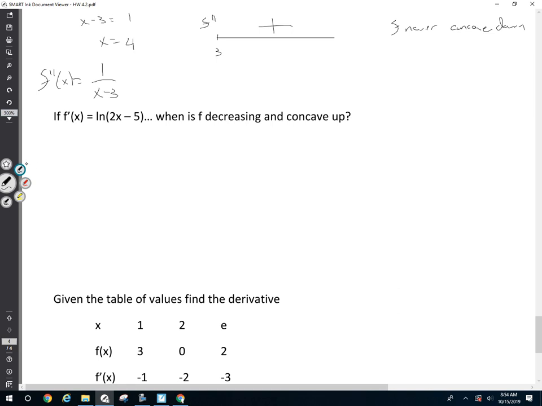Okay, same deal. I'm given f prime, finding when f is decreasing and concave up. Very similar to the previous one where we're going to have to manipulate some numbers with e's to do some analysis. I'll start with setting this equal to 0. E to the both sides, 2x minus 5 equals 1. Add 5, divided by 2, so I'd get 3.